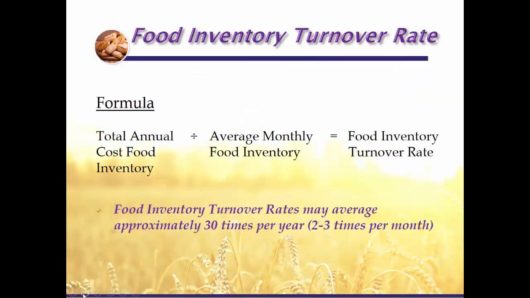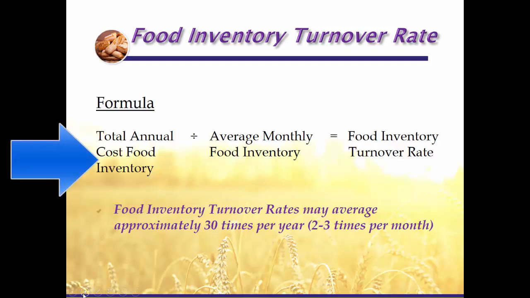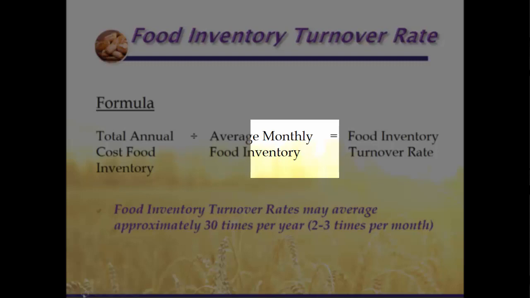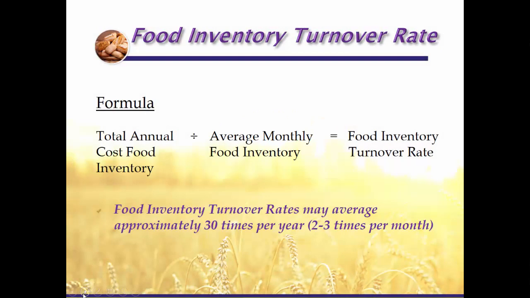Okay, so let's switch gears now and talk about the inventory turnover rate on page 131. This is the number of times an inventory replaces itself on an annual basis. This is usually taken every month and added up all to get an average over the 12 months. So the basic formula is the total cost of your annual inventory divided by your average monthly inventory, and this gives you your inventory turnover rate. This is calculated individually for both food and beverage rates.